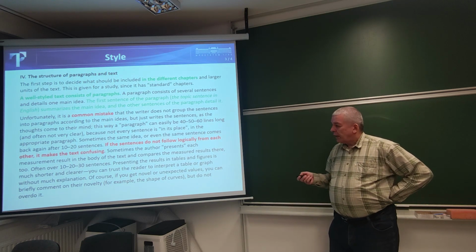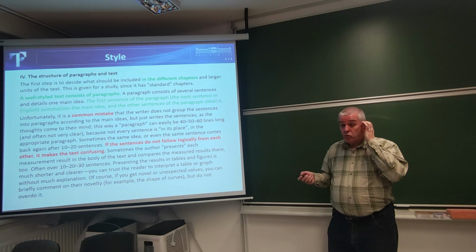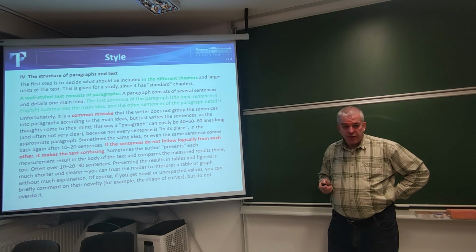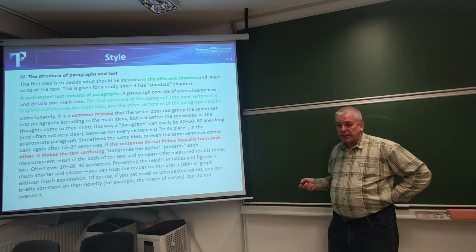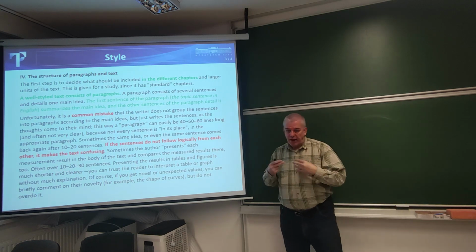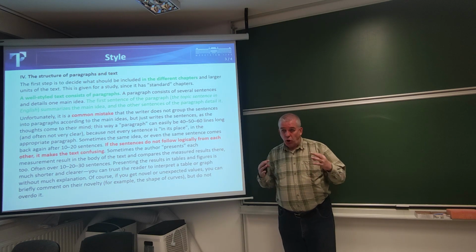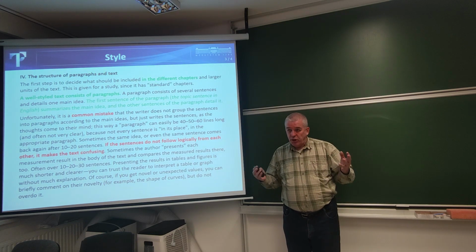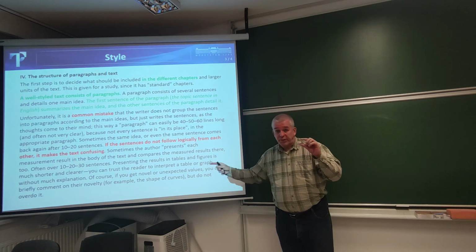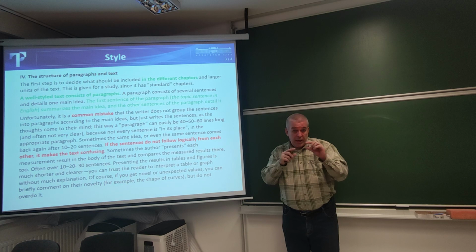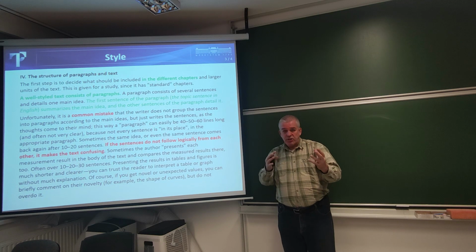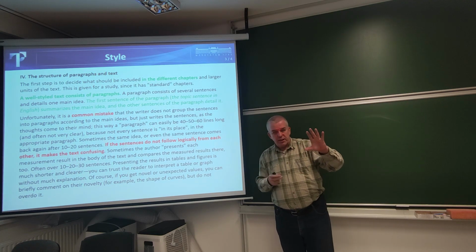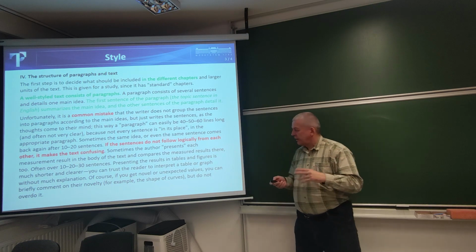And often writers write too much about the results. Okay? Presenting the results in tables and figures is shorter and clearer. Okay? Of course you have to write about tables and figures, but not everything. Okay? You don't have to write every piece of data in the text. Okay? You can write about general tendencies. This is a general tendency, you can see it in this figure, or whatever.